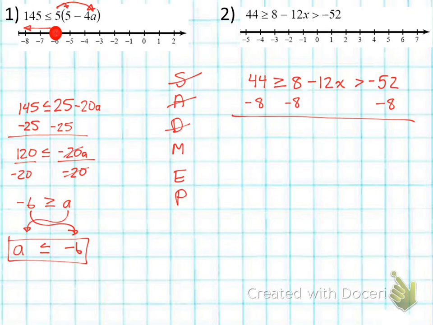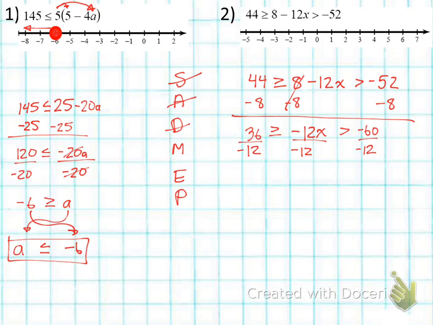So, continuing, 44 minus 8 is 36, is greater than or equal to. 8's cancel out. We have negative 12x, which is greater than negative 52 minus 8, which is negative 60. Then I'm going to ask myself, are there any division signs? No. Multiply sign, yeah, there's a negative 12 multiplied by the x, so I'm going to divide all sides by negative 12. So, dividing this by negative 12, and this by negative 12.